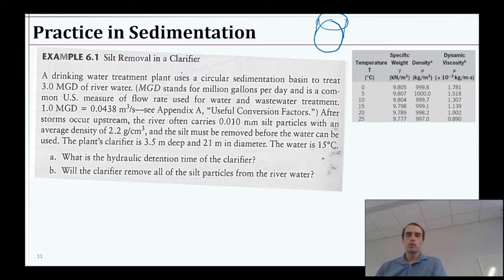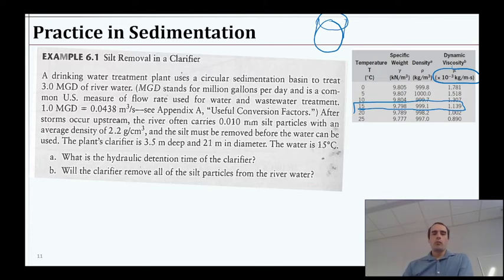So, got our values here. And just a friendly reminder to also look at the units for the values. Okay, so A is what is the hydraulic retention time of the clarifier.